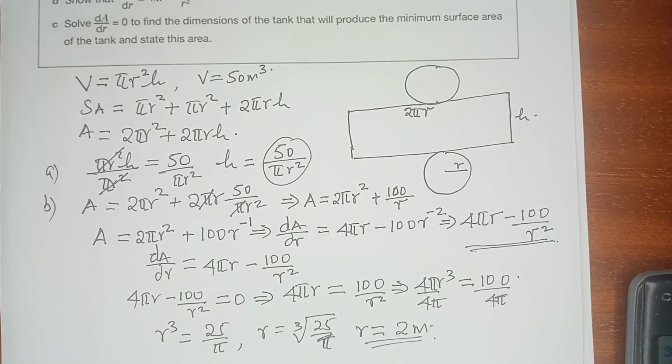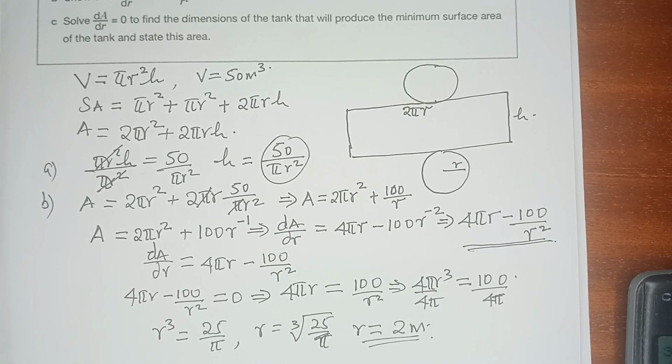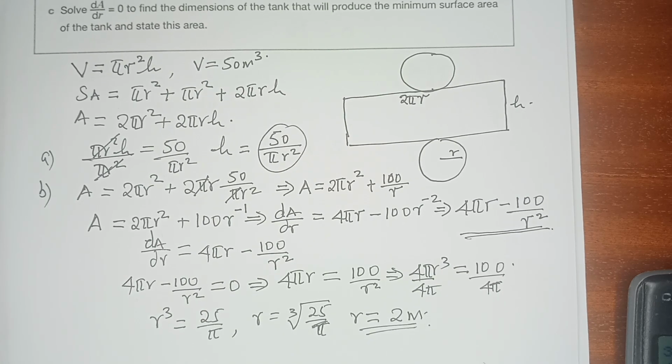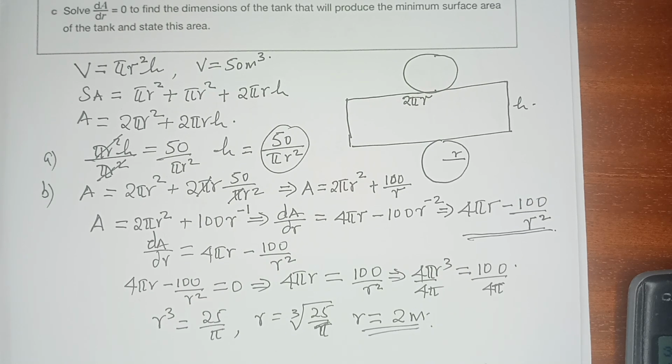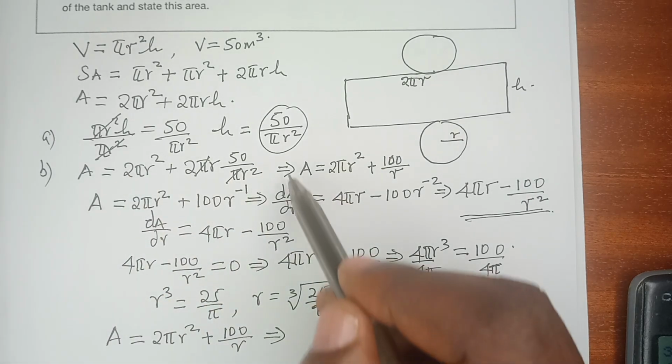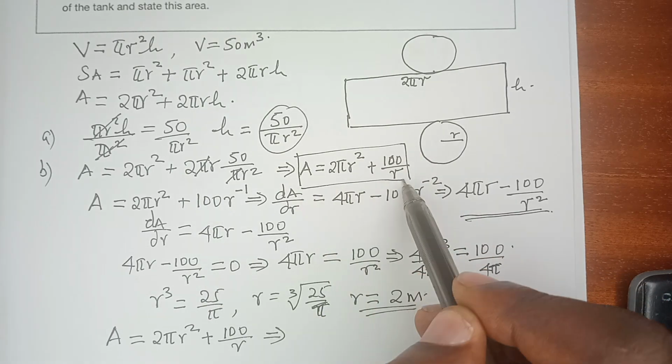Now with the value of r, we can calculate the surface area. This surface area, as we all know, is equal to, if we write it again here, area is equal to 2πr squared plus 100 over r. And that is just what we are having. But r is 2. This is exactly what we have as our area. We have picked it from there.